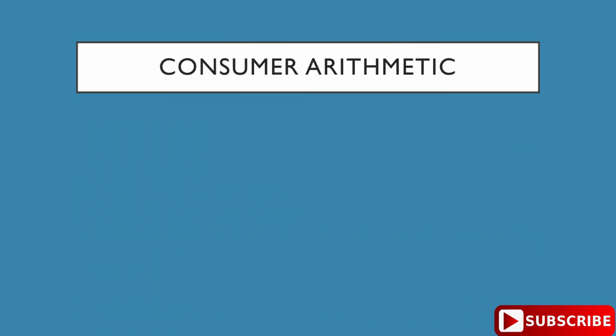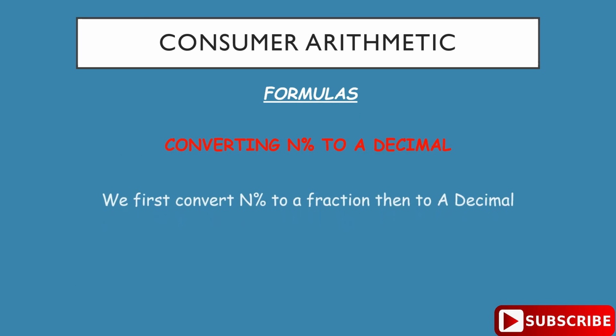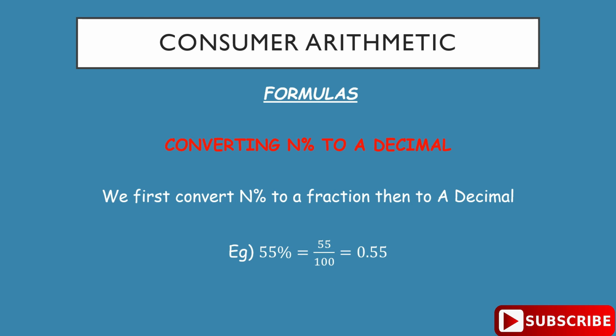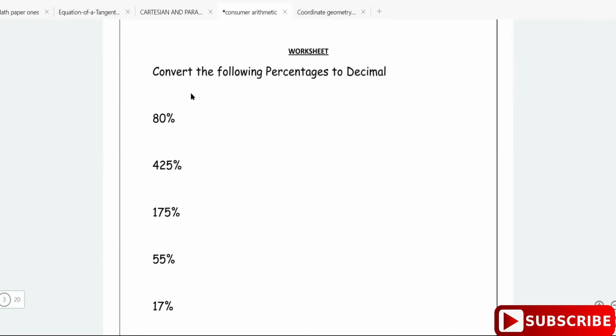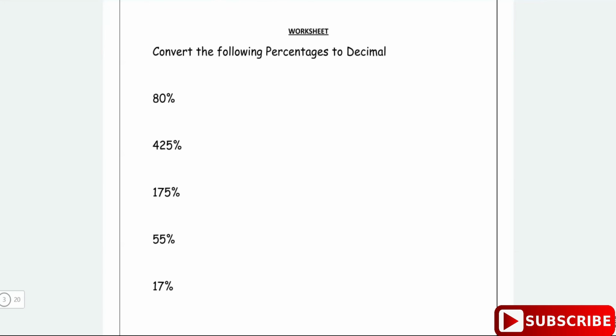To convert a percentage to a decimal, we first convert it to a fraction and then from a fraction to a decimal. Let's look at how to convert a percentage to a decimal. First we convert it to a fraction. 80% as a fraction, we said was 80 over 100. So now we need to convert 80 over 100 into a decimal.